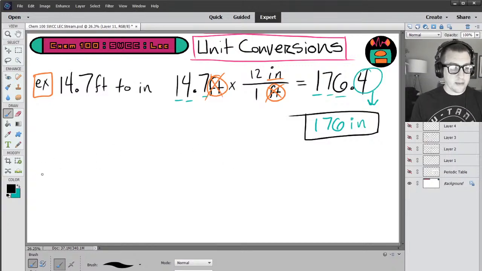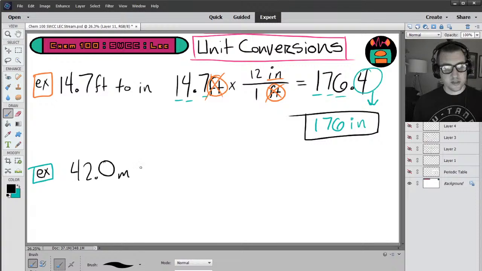Let's do an example where we want to convert. How about we convert 42.0 meters to kilometers?